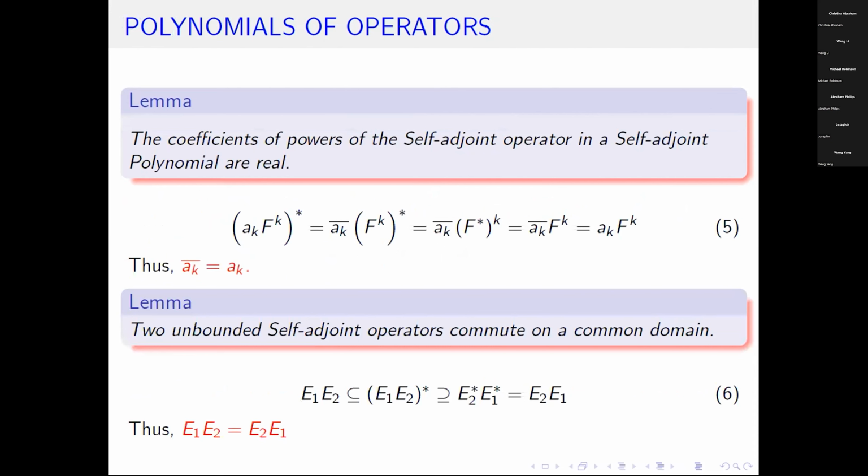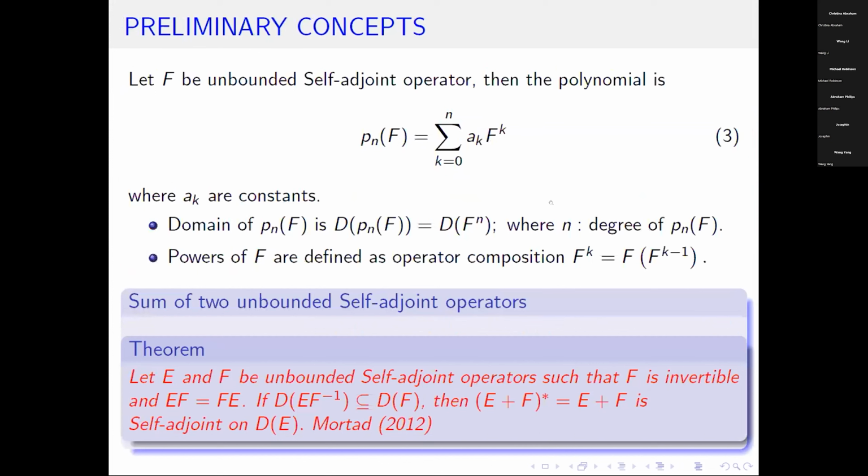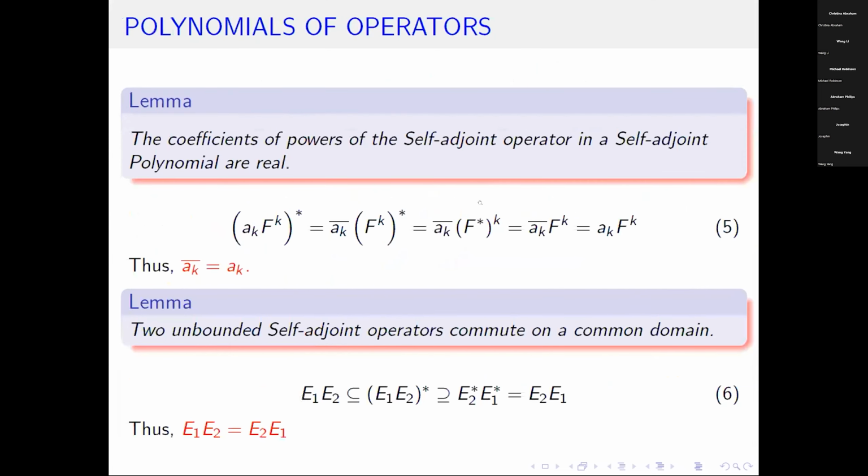And next, we are looking at the polynomial of F^n in equation 3, and we want this polynomial to be a self-adjoint operator. Our approach is that we want each and every term to be self-adjoint. Based on that, we can come up with a condition to say what the coefficients of each and every term are. Therefore, we want this term a_k F^k to be self-adjoint.